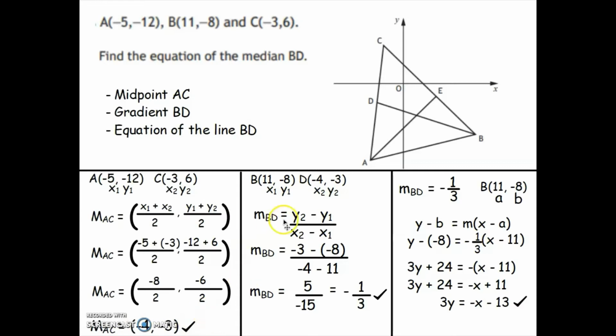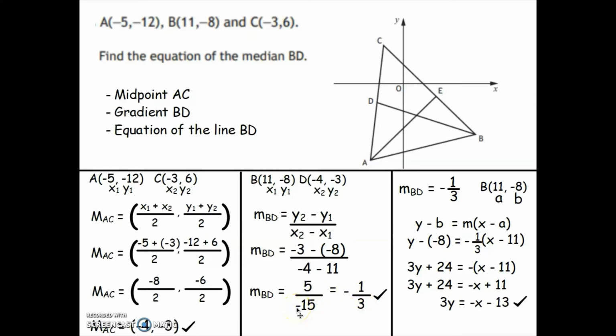For the next bit, we're finding the gradient and the equation of the line. This is basically National 5 now. So we've got the coordinate B, 11, negative 8. We've got the coordinate for D, negative 4, negative 3. We'll label them x1, y1, x2, y2 and substitute into the gradient formula y2 minus y1 over x2 minus x1. We substitute the numbers in. Negative 3 subtract minus 8. Negative 4 subtract 11. We get 5 over negative 15. And that ends up simplifying to be negative 1 over 3.